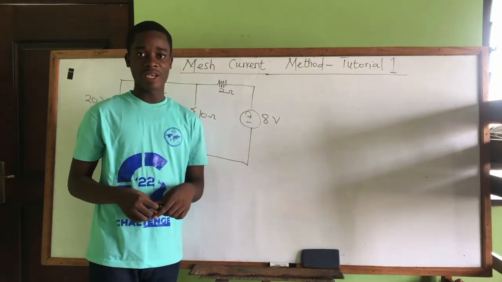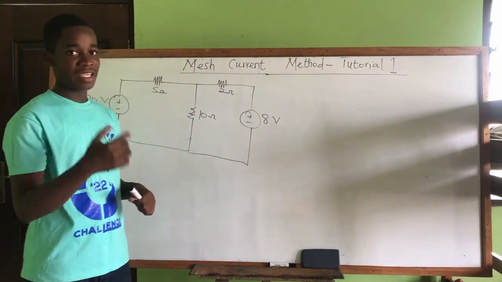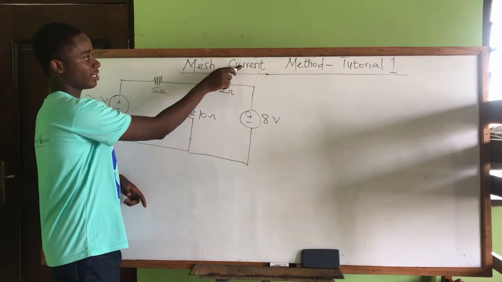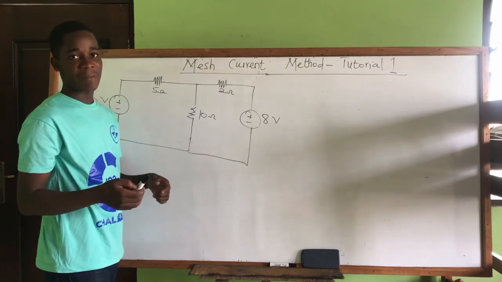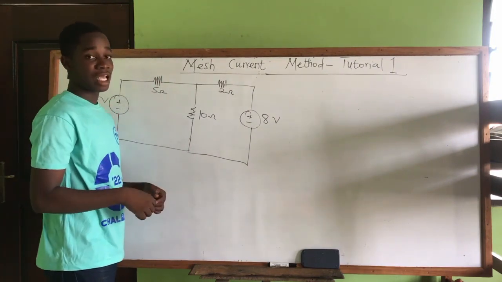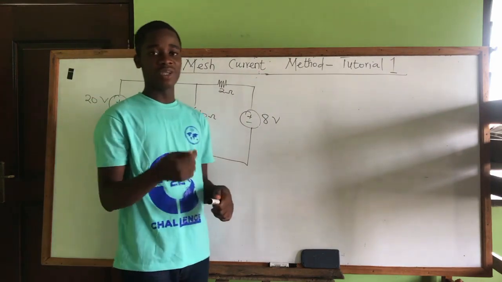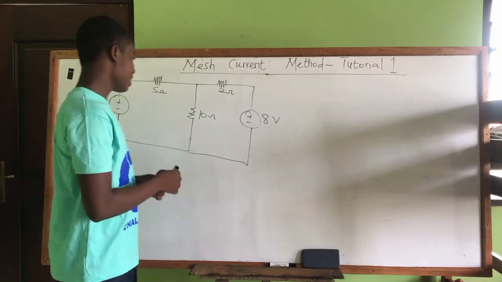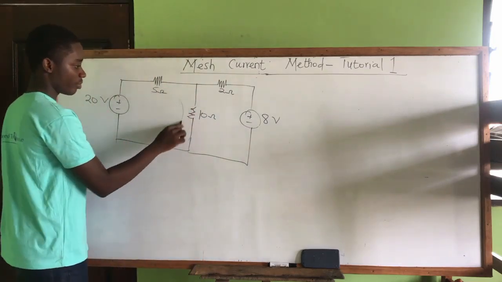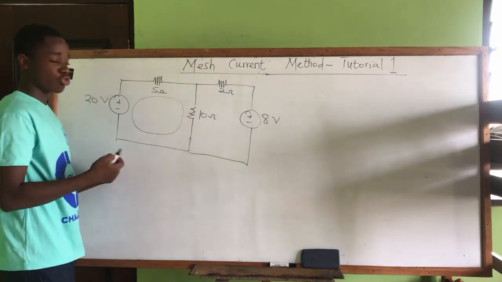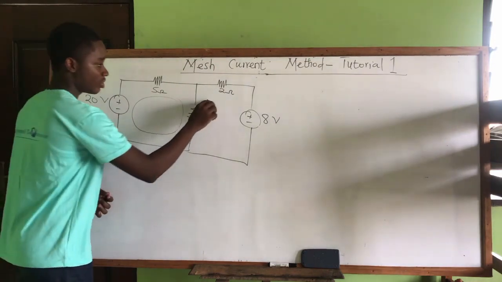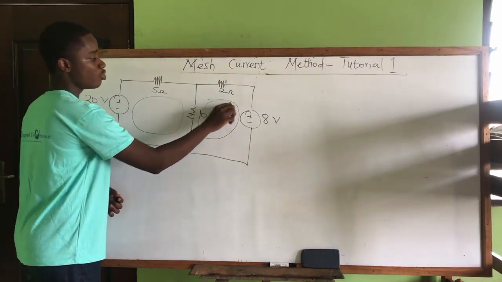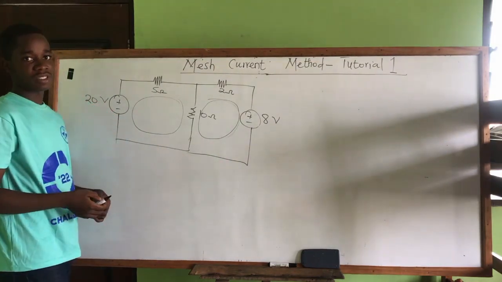How then do we use the mesh current approach? From the name itself, mesh current. So what is a mesh? A mesh is a loop which does not contain any other loop. What do I mean? This is a loop, right? This closed portion here is a loop, and it's also a mesh. This one here is also a loop, and it is also a mesh.